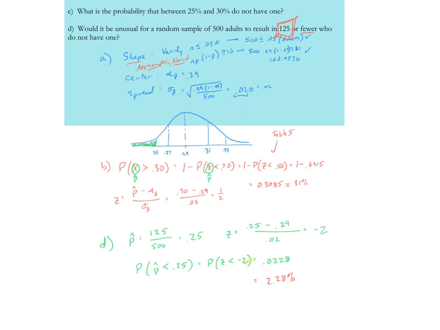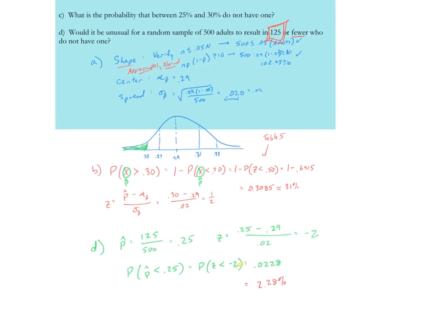Would it be unusual for a random sample of 500 adults to result in 125 or fewer who do not have one? And since our answer down here is 2.28%, yes, it would be unusual. Okay, so that answers that question almost in its entirety. We just kind of skipped C for the sake of time.